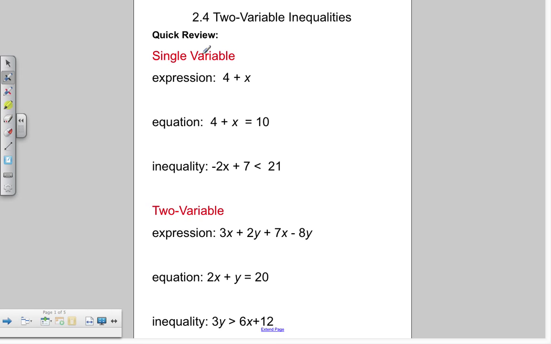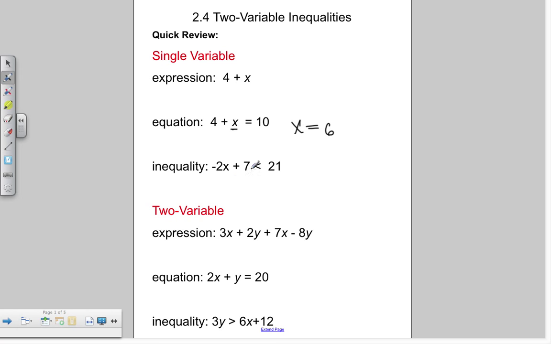Okay, a single variable equation would be 4 plus x equals 10. What are we doing here? We're seeking a value for x that's going to make the sentence true. In this case, x equals 6. Okay, that's what we did in jousting armadillos. That's what we did in jousting armadillos also.